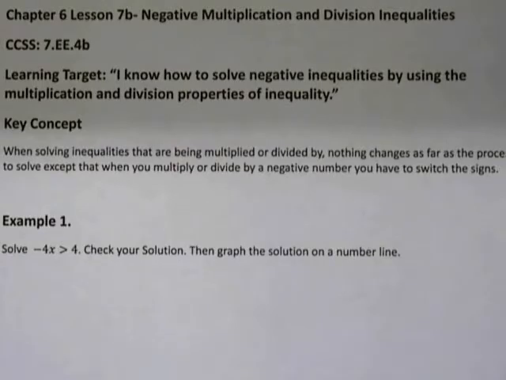So the key concept here is that when you solve inequalities that are being multiplied or divided by, nothing changes as far as the process to solve, except that when you multiply or divide by a negative number, you have to switch the signs. Okay, let's do an example and that'll make a little more sense.